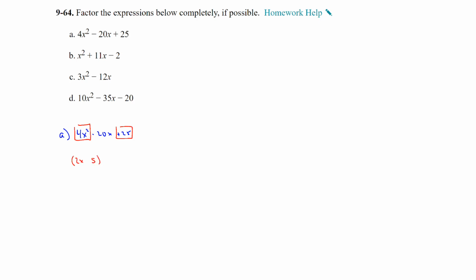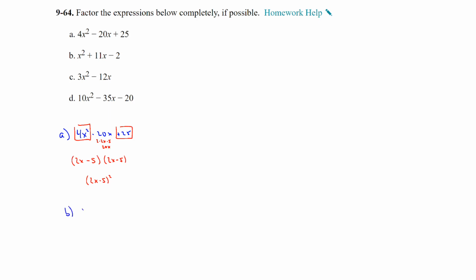And our middle term should be 2 times these two numbers. So 2 times 2x times 5, that's 4x. 4x times 5 is 20x. So it does look like it is a perfect square trinomial. So since it's minus 20x, that would be (2x - 5)(2x - 5). And if you're not sure, you can always distribute that back through and check to see that it is correct. Remember, you could also write it as (2x - 5) squared.